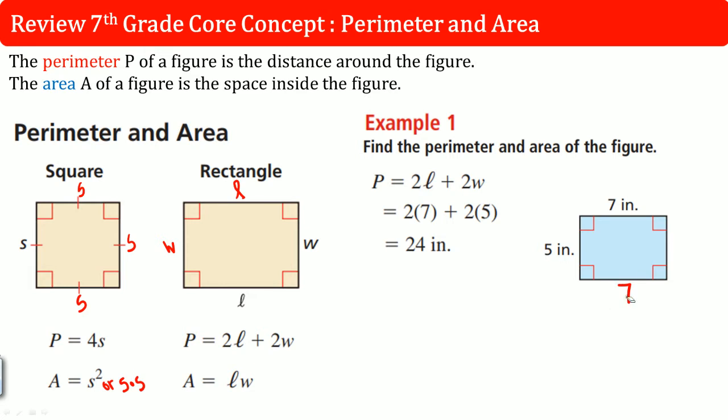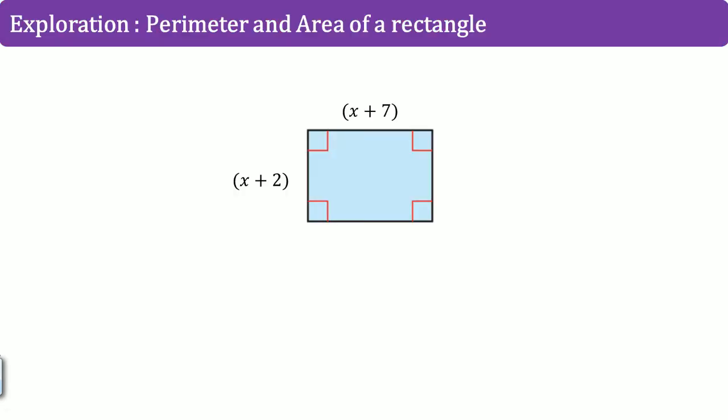Now we look at the area. The area is defined by length times width. So the length here is 5, the width here is 7. Length times width gets you 35. So this is the classic 7th grade problem on perimeter and area. Now we're going to extend this idea to this. It's the same shape, but now rather than have it as just a number, we have an expression, a polynomial. We have a variable and a number here.